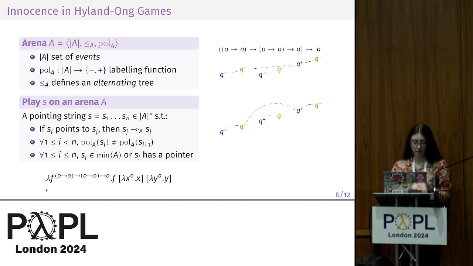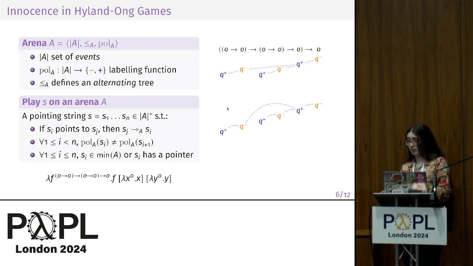So for example, here I have lambda f dot f. So I'm starting with q minus, q plus in the corresponding type. And then in this play, opponent is choosing to first evaluate the second argument of f, that is lambda y dot y. So I am in the second argument part of the type. And then opponent is evaluating the first argument of f.